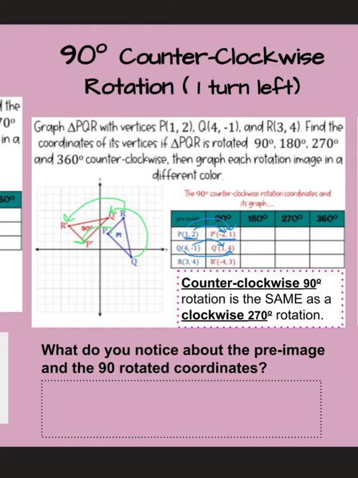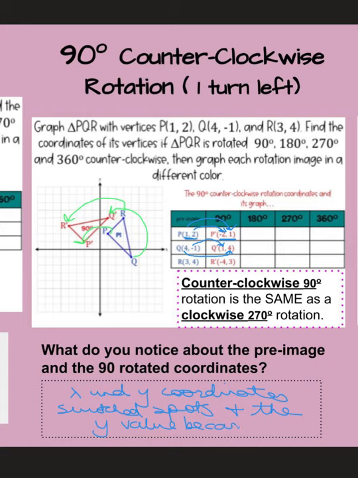So what you might want to write over here is that the x and y coordinates switched spots and the y value became the opposite. Sorry for my bad cursive, but all right, so that would be something you can write in that spot.